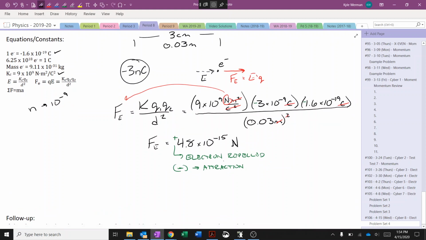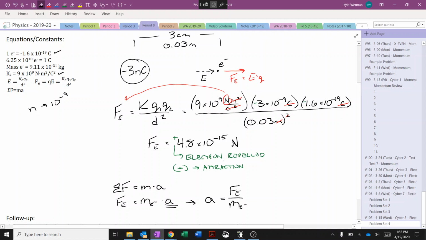So we know the net force on the electron, and Newton's law says that the sum of all the forces acting on an object is equal to its mass times its acceleration. Well, we know the mass. It's the mass of an electron. That net force is the electrostatic force. The mass is the mass of an electron, and we want the acceleration. A little algebra tells you that the acceleration of the electron is going to be equal to that force over the mass of the electron.